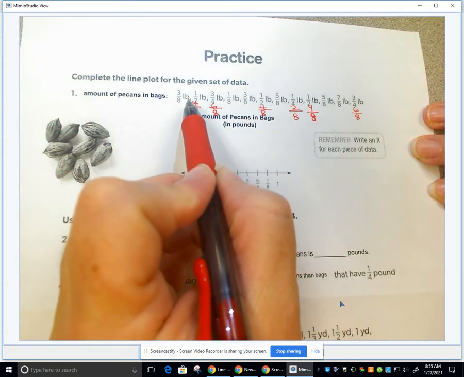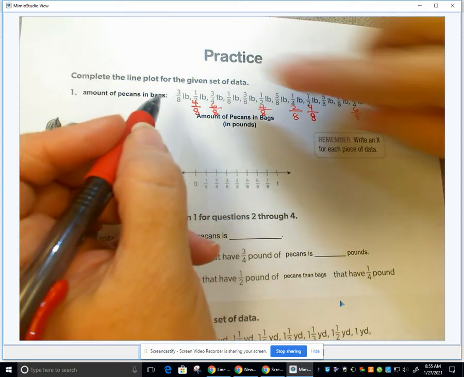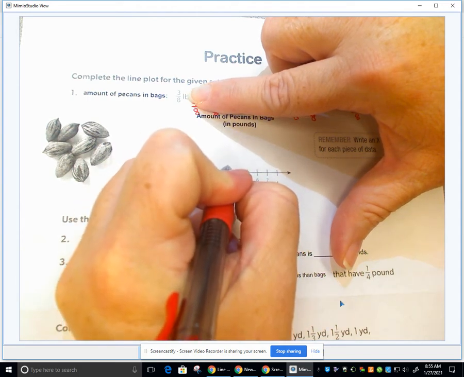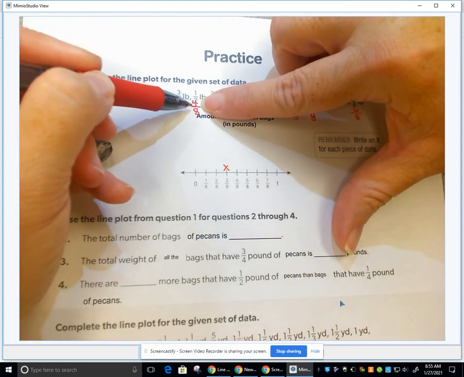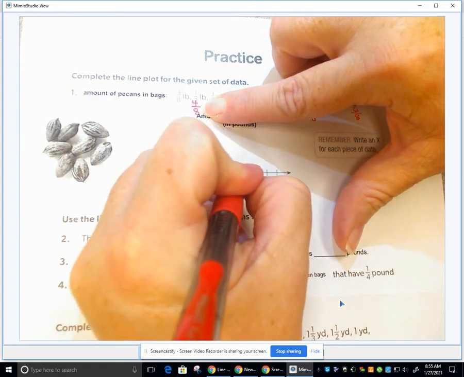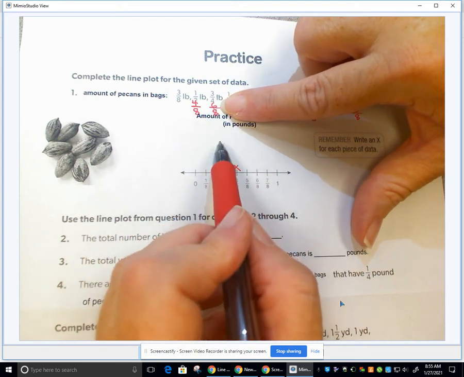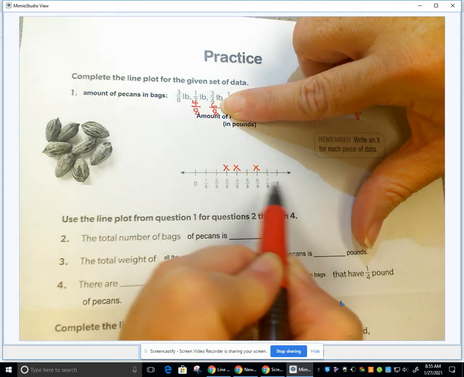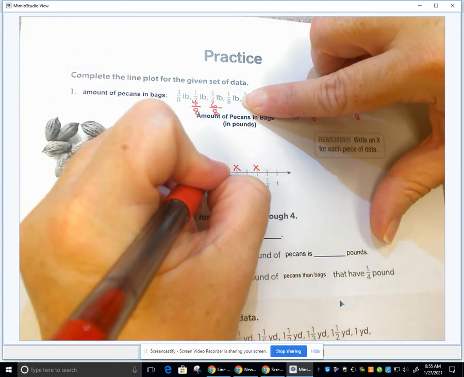Now I'm going to plot these on the number line. Now you'll notice, here's 3/8. I'm going to find 3/8 right here, and I'll put an X there to plot it. Now 1/2, I changed it to 4/8, so I need to plot it as 4/8. 3/4, 6/8. So I'll plot it as 6/8. Remember, you want to use the same denominators. 1/8, I'll plot it as 1/8.